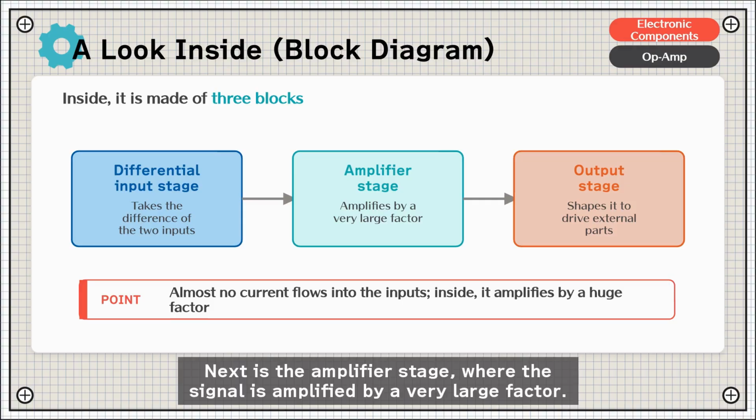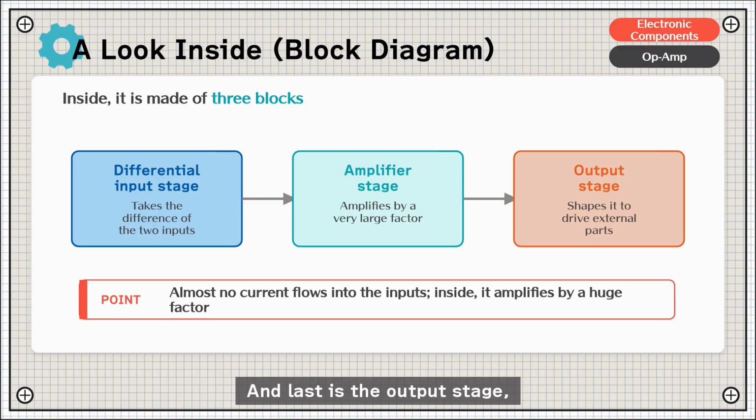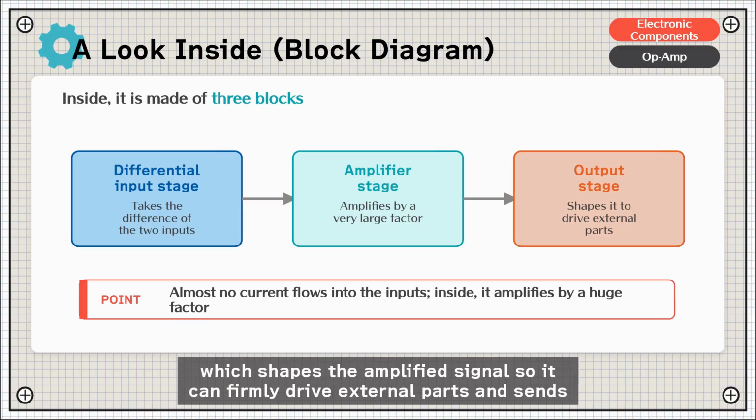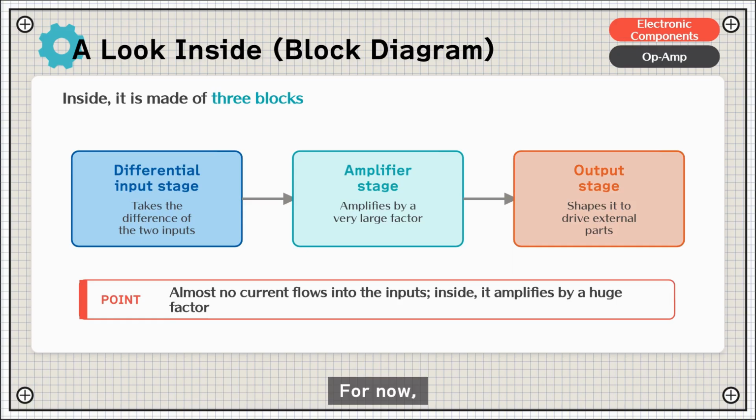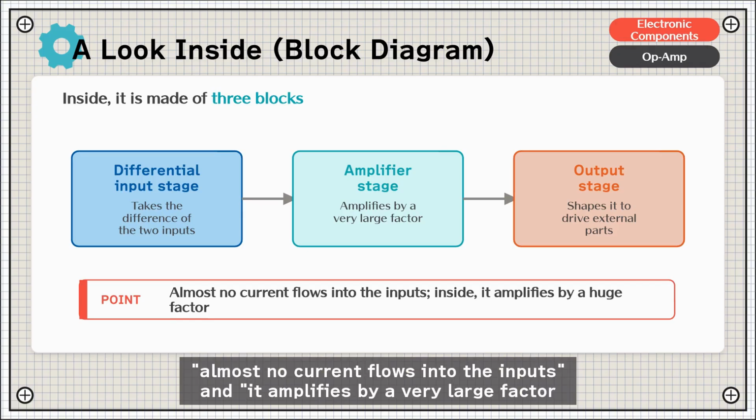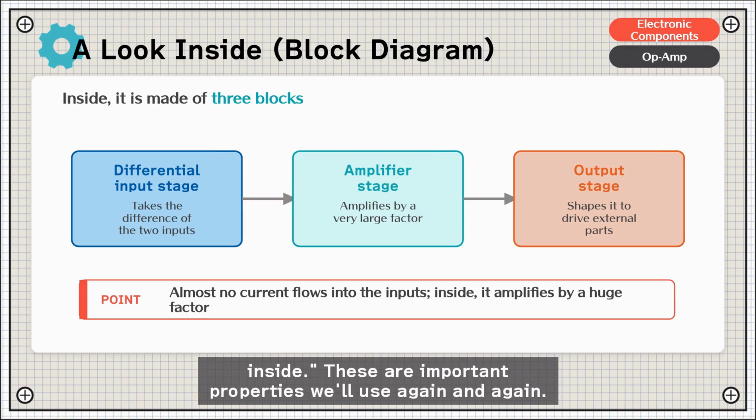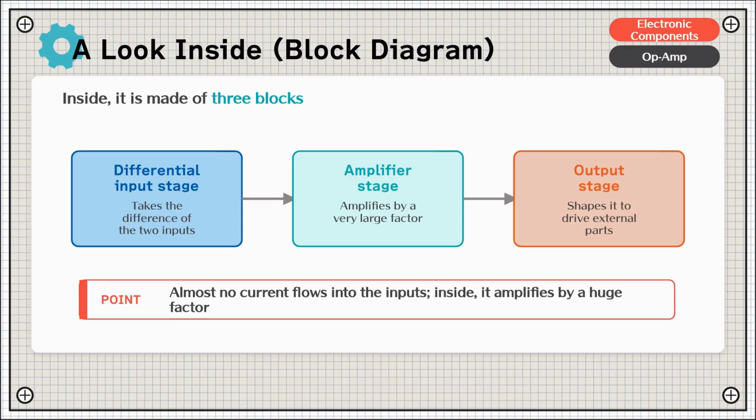Next is the amplifier stage, where the signal is amplified by a very large factor. And last is the output stage, which shapes the amplified signal so it can firmly drive external parts and sends it out. For now, just remember 2 features. Almost no current flows into the inputs, and it amplifies by a very large factor inside. These are important properties we'll use again and again.